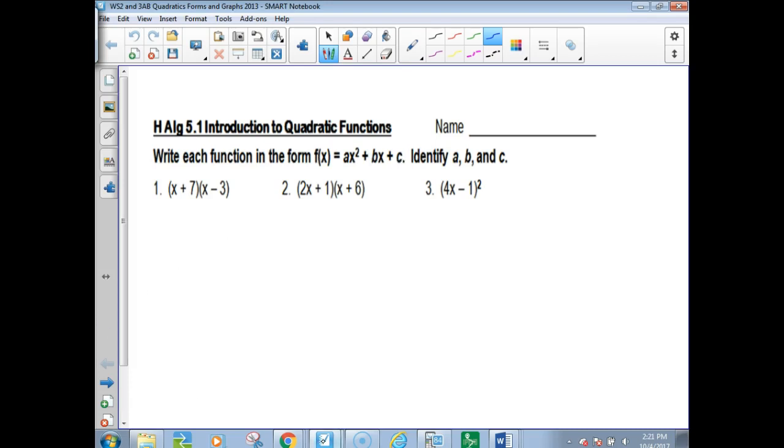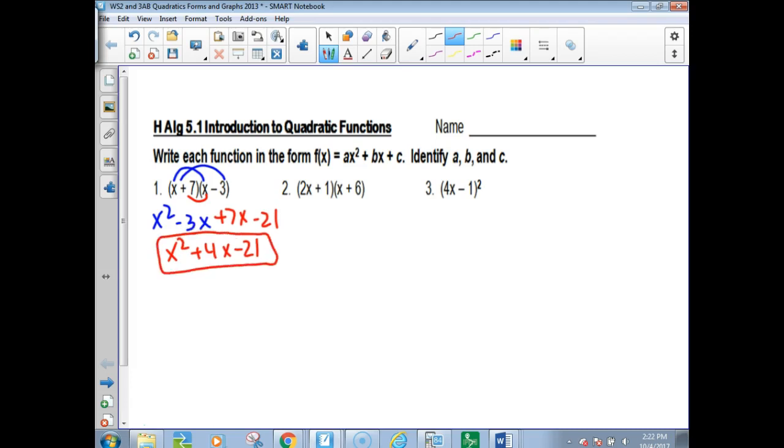If you need me, we're going to write that down again a little bit. I'm going to FOIL this out then. Okay, you know that's x squared, and then minus 3x, and then plus 7x, and then minus 21. And then you combine your like terms, x squared plus 4x minus 21. Now, that's not what they're asking though. They want us to identify A, B, and C. So here A would be a 1, B would be a 4, and C would be negative 21.